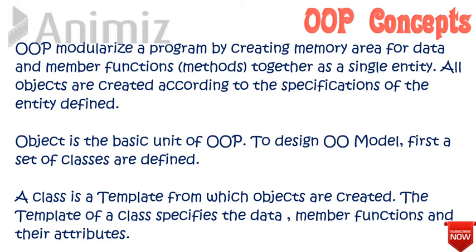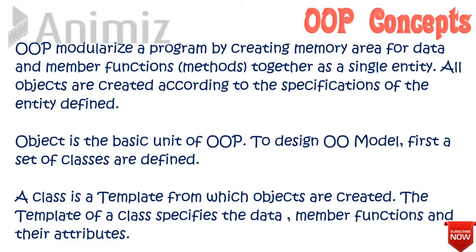OOP modulize a program by creating memory area for data and member functions. Data or data member, also known as attribute, member functions, or methods together as a single entity. All objects are created according to the specification of entity defined. Object is a basic unit of OOP.